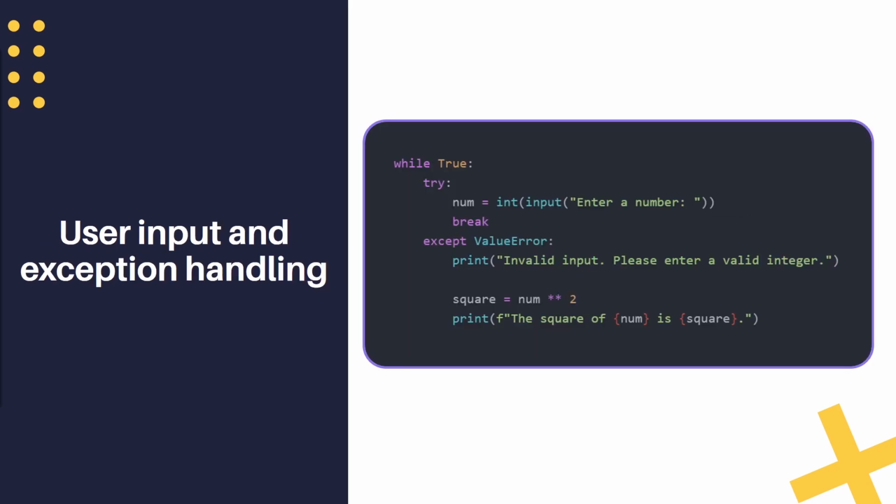Here is a more complicated example of user input combined with exception handling. First, we start off with a while loop. We then try to capture data from the user in the form of an integer. If the user passes in any data type other than an integer, we then print an exception message to respond to the value error. If the user successfully passes in an integer, we then perform some sort of computation.